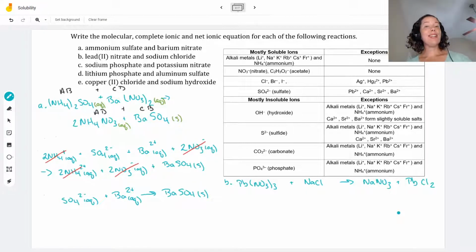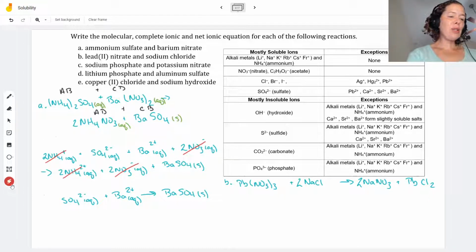If you change oxidation states, that is a redox equation, and we are not going to deal with redox today. Okay, so here is my chemical equation. Let's balance it. I'm going to need a 2 here and a 2 there. That gives me 2 nitrates. And so that is a balanced equation.